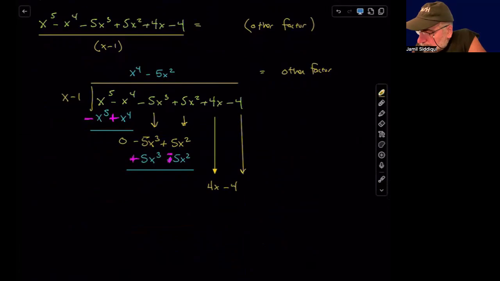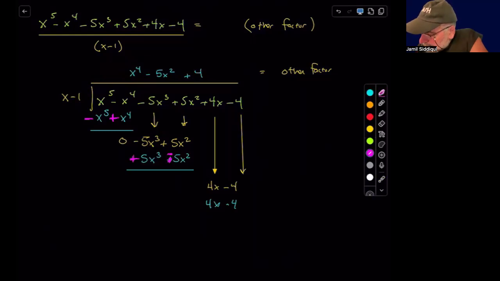And now I'm going to multiply. What do I got to multiply x by to get 4x? Well, I'm going to multiply x by 4. So let's go ahead and multiply that by 4. That's going to get me 4x minus 4 when I distribute.